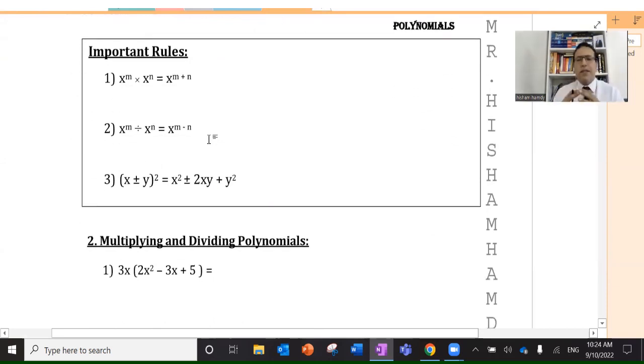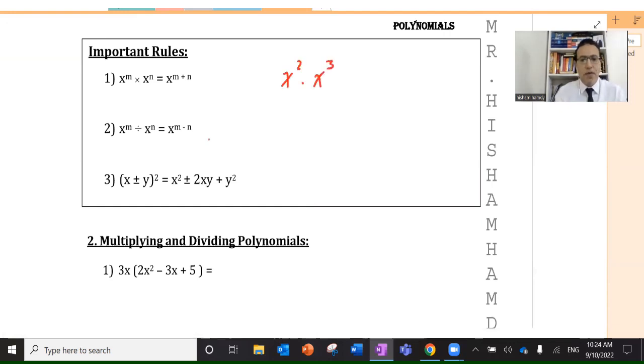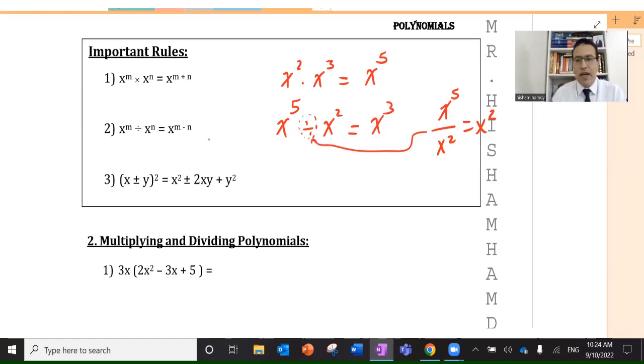Now, let's speak a little bit about the rules of exponents. If I'm multiplying x to the power of 2 and x to the power of 3, the answer is x to the power of 5. But if I'm dividing x power 5 by x power 2, the answer is x power 3. Notice that in SAT, we don't have this sign. We write x power 5 divided by x power 2 like this. So this sign is the same as division in the American stream or the SAT test.